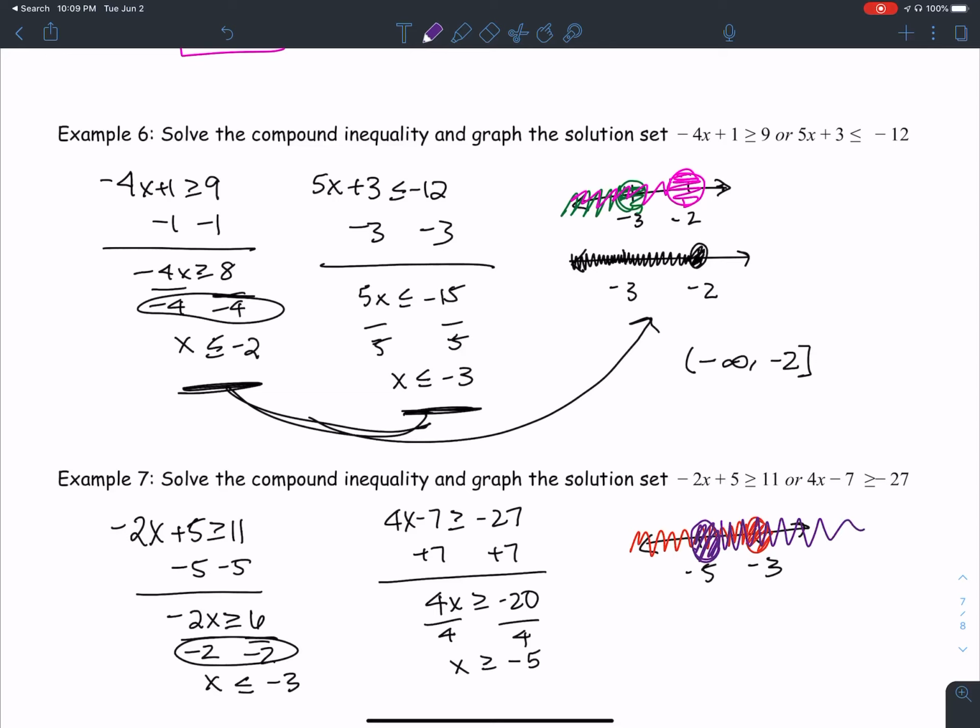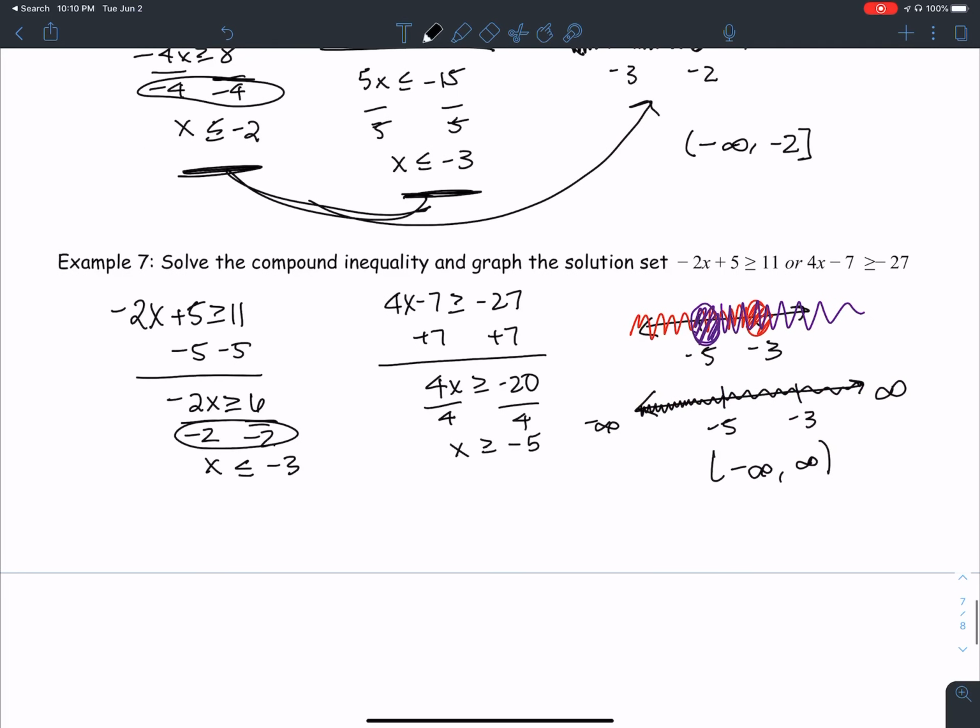From the looks of this, it just goes on and on, right? If I were to combine these two, starting at negative infinity, it's going all the way through to positive infinity. So that's exactly my answer: negative infinity to positive infinity. You've also known this as all real numbers. All right. Okay, that's 1.6.